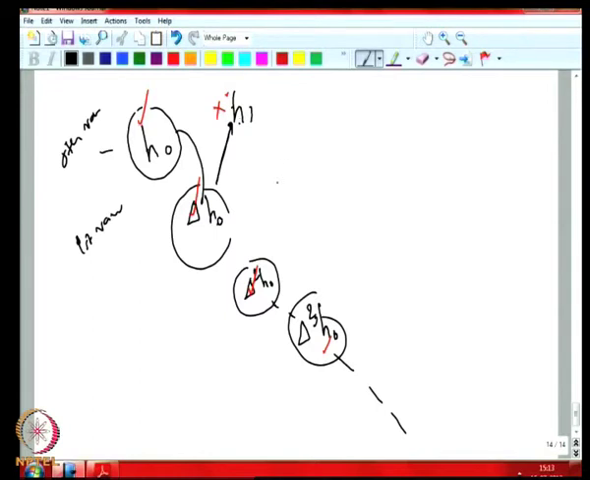Similarly, this number here can be created by adding this and this, because this number minus this is this, so this plus this will be this. So this will be delta square h0 plus delta h0, because we know both of these things. I can write it down. Similarly, I can write this number by adding this and this.